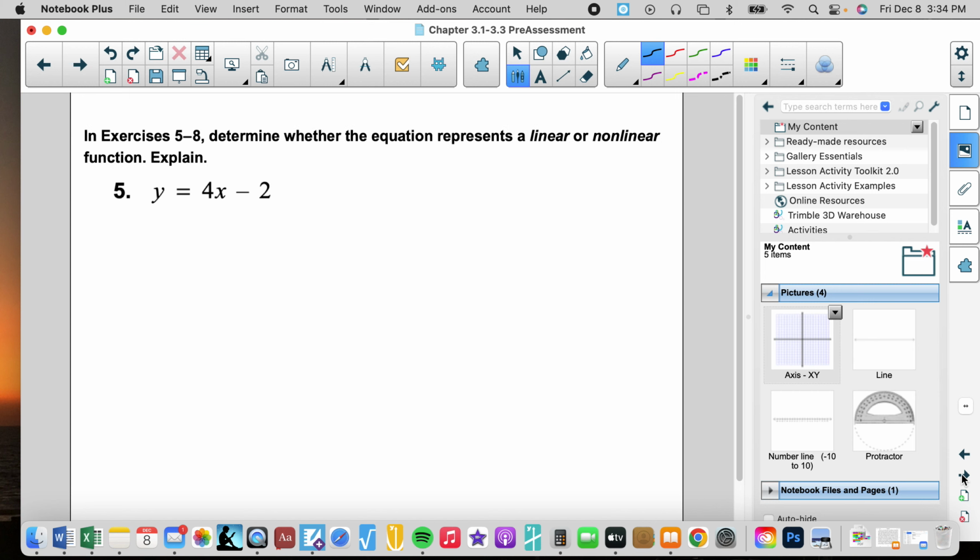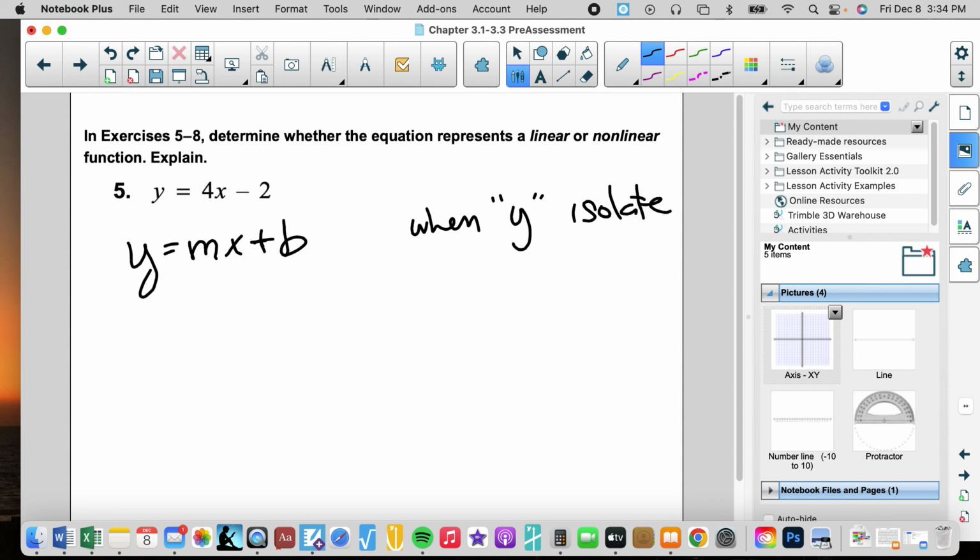Good. Determine whether the equation represents a linear or nonlinear. We could plug in a bunch of inputs and look at the rate of change, or we can notice that this is written in slope-intercept form. Slope-intercept form is when y is isolated, meaning we've solved for y. And then we notice that m, which is the coefficient of x, represents the slope, and b represents the y-intercept.